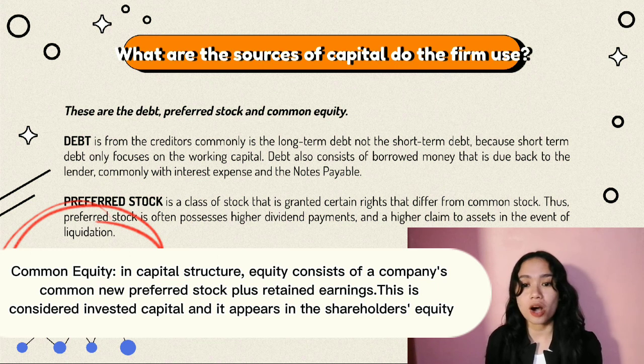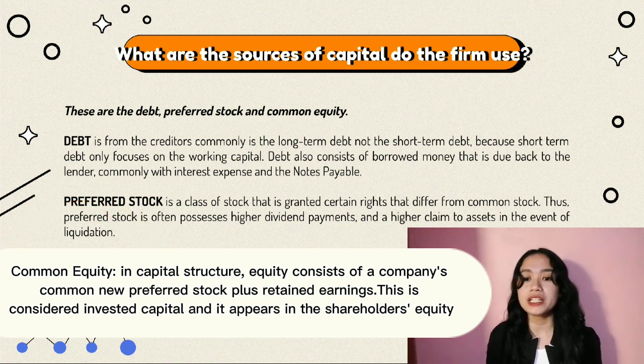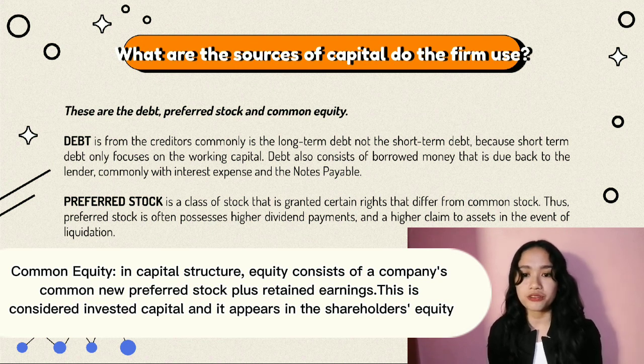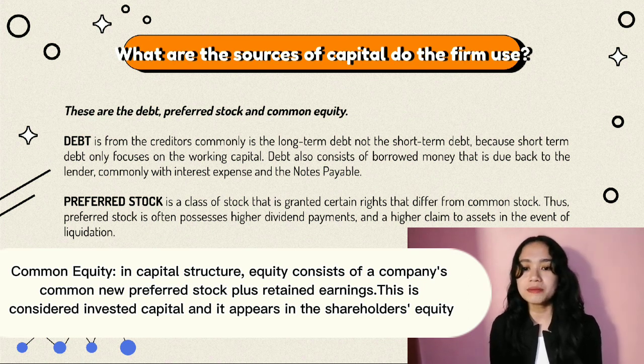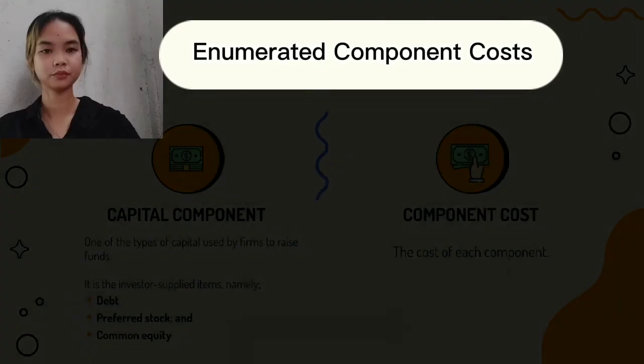And last is the common equity. In capital structure, equity consists of a company's common and preferred stock plus retained earnings. So what is retained earnings? Retained earnings are the amount of profit a company has left over after paying all its direct costs, indirect costs, income taxes, and its dividends to shareholders. Now, this is considered invested capital and it appears in the shareholders' equity section of the balance sheet.